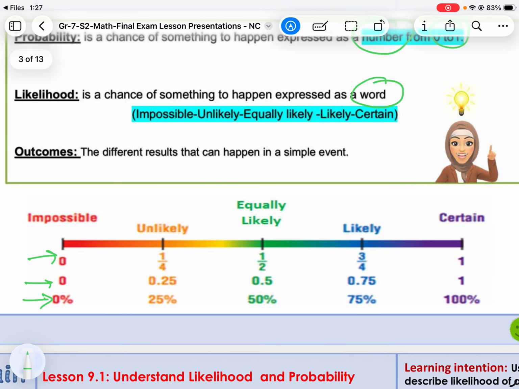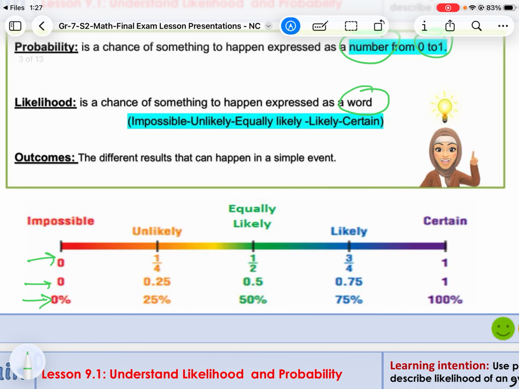For example, 0 chances. The probability is 0. What does that mean? It means it's impossible to happen. The probability is 1/4, meaning you have 25%, it's unlikely to happen. Okay, if the probability is exactly half, that means you have equal chances of happening. It could happen, it could not happen. Okay, so this is called equally likely. 50%, it's equally likely.